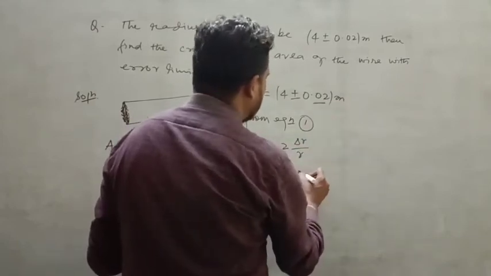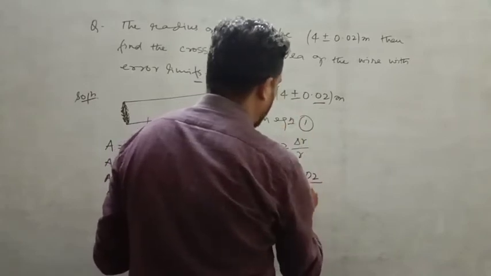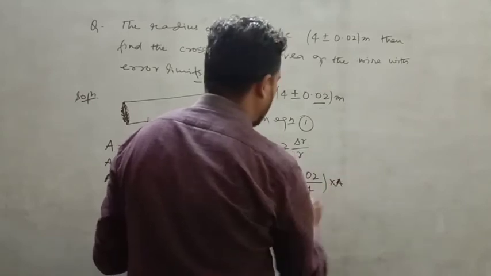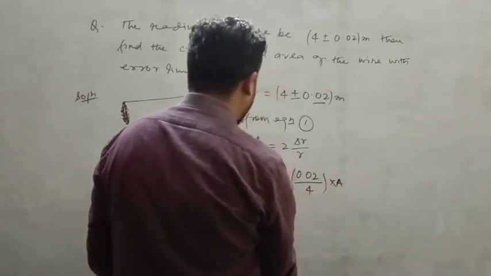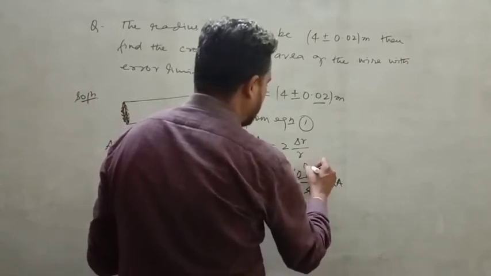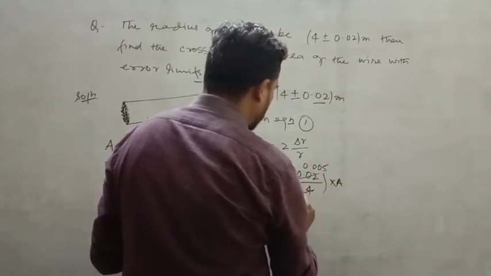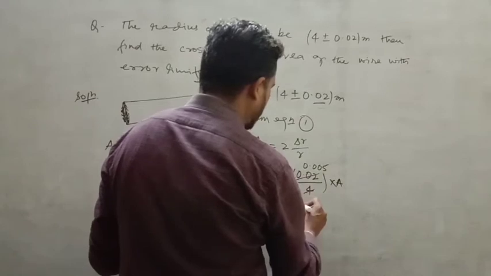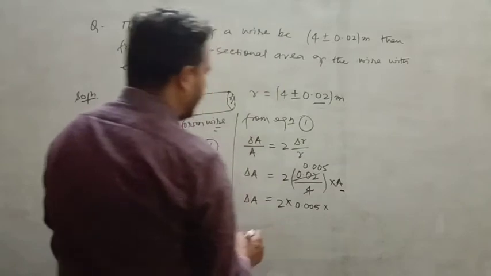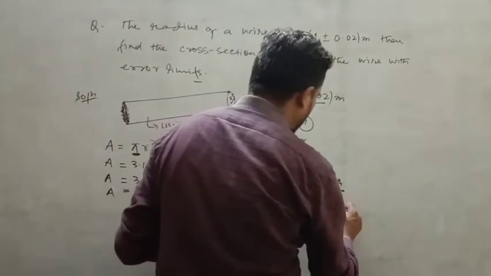So 0.02 divided by R, which is 4. Okay, and this is multiplied by A. So just multiply by A. Now from here you will get the 2, you just divide this, so this will be cancelled, giving 0.005. Alright, and then multiplied by 2. So 0.005 into, put the value of A, from equation 2, and that is 48 square meter.